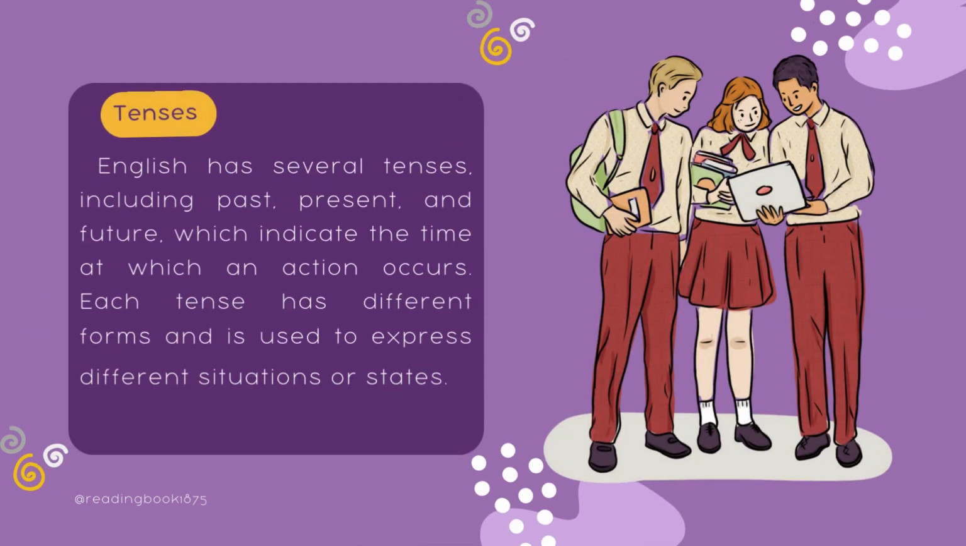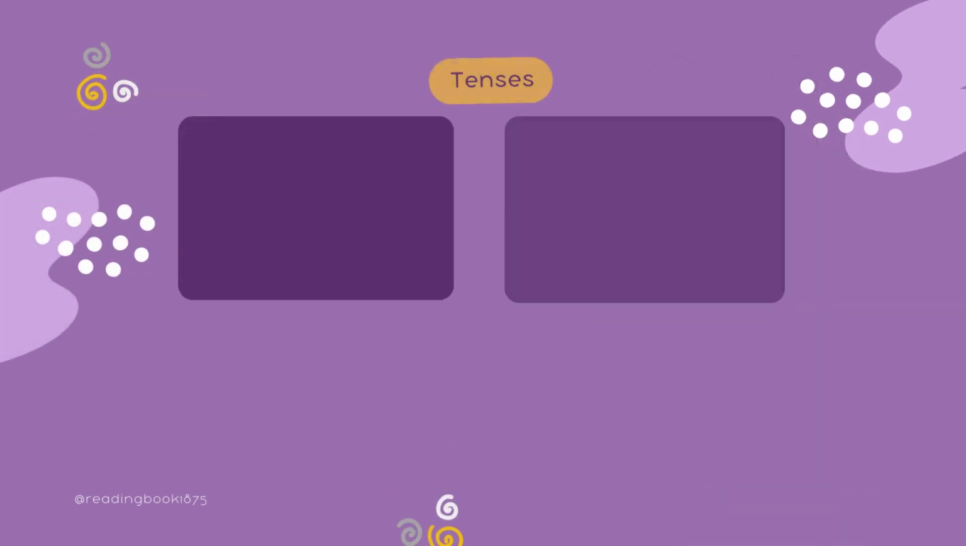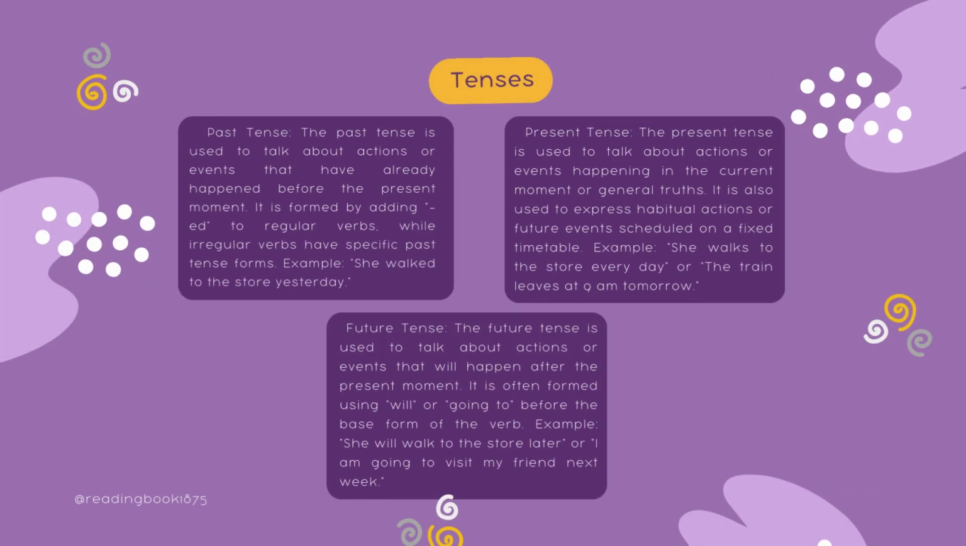Tenses. English has several tenses, including past, present, and future, which indicate the time at which an action occurs. Each tense has different forms and is used to express different situations or states. 1. Past tense. The past tense is used to talk about actions or events that have already happened before the present moment. It is formed by adding ed to regular verbs, while irregular verbs have specific past tense forms. Example: she walked to the store yesterday.